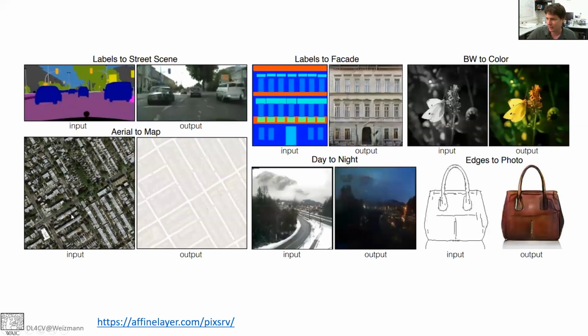You can see some stuff that we've seen before, but you can do this segmentation map to realistic image. And a thing in common for a lot of these examples is that in a lot of the cases, one side is very easy to do.